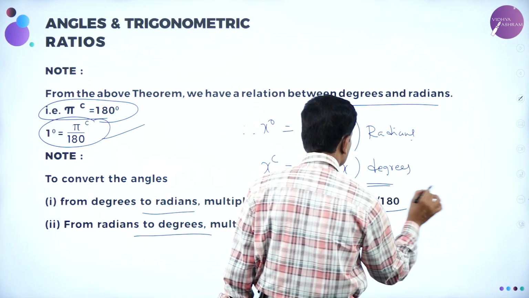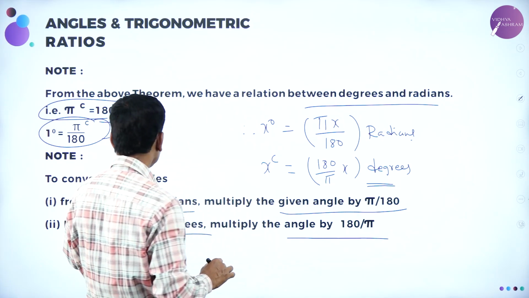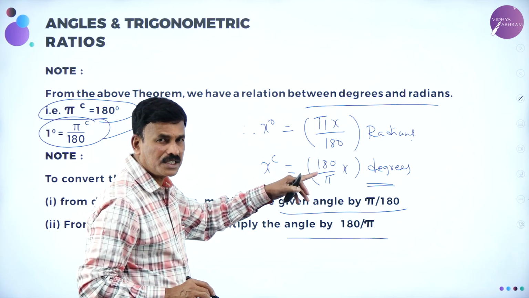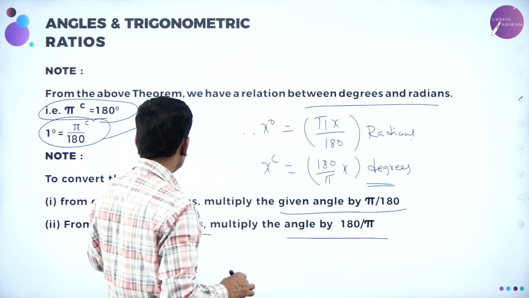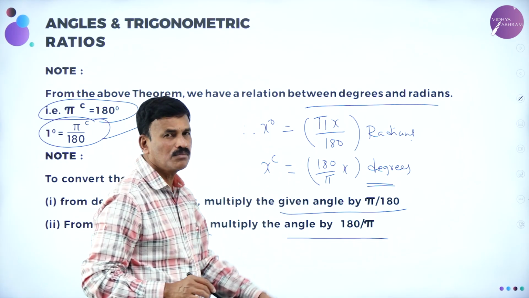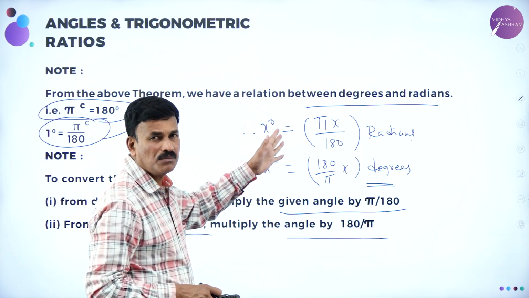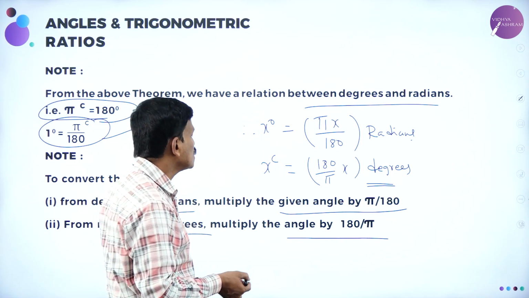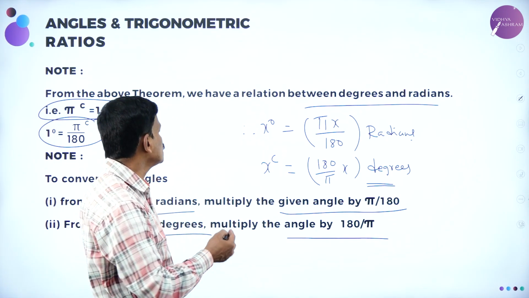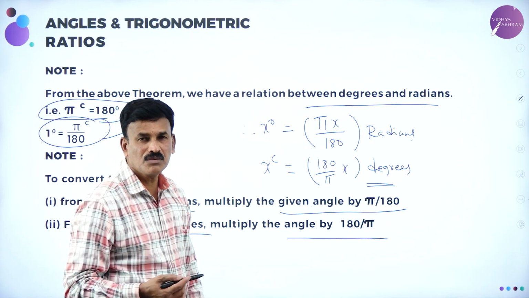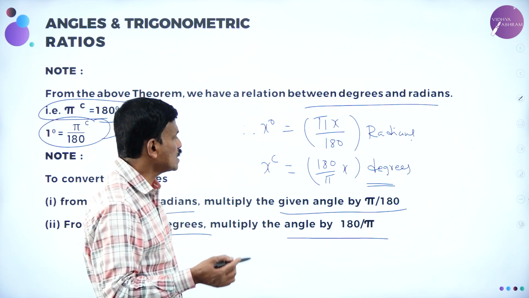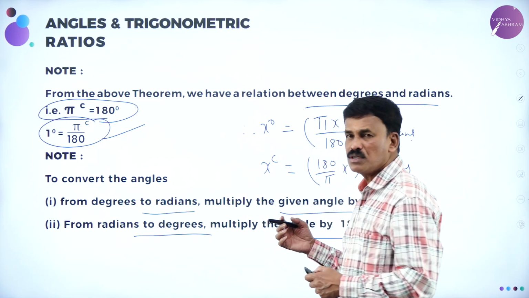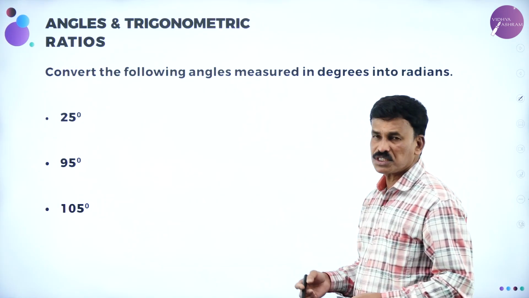This is the formula. To convert from degrees to radians, multiply by pi by 180, and to convert radians into degrees, multiply by 180 by pi. So this is a very important formula. x degrees is equal to pi x divided by 180 radians, and x radians is equal to 180 by pi into x degrees. Now, by knowing this, let us move on to the problems. Let us take very important problems. You may expect one more question from this.